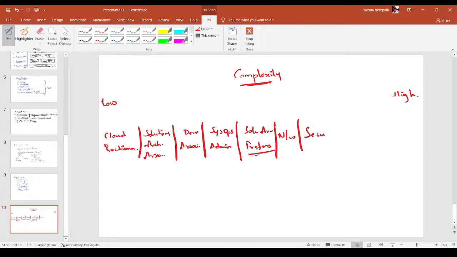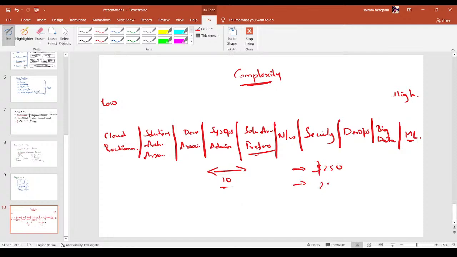No, it is not like that. DevOps is the super complex one. Security. And coming to this one, DevOps, big data, and machine learning. So 1 2 3 4 5 6 7 8 9 10, totally 10 certification programs. So the cost of each certification program will be $250, and the time limit will be 2.5 hours.